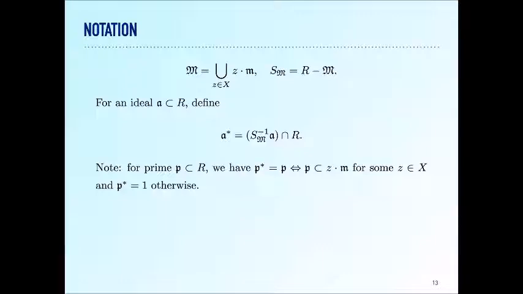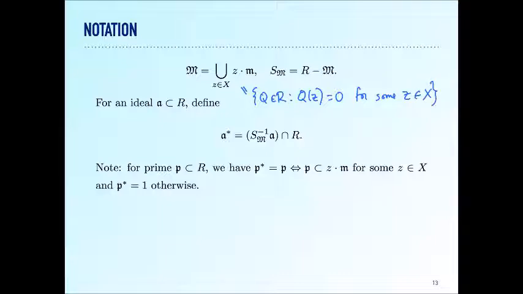Okay, so now I want to introduce some notation. We're going to let this capital Gothic M be the translates under the group action of the maximal ideal. So this is the union of the maximal ideals associated to each of the points z. This is the set of polynomials that vanish. Another way of saying this is the set of polynomials q in R such that q of z equals 0 for some z in X.